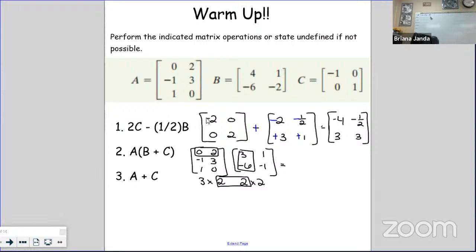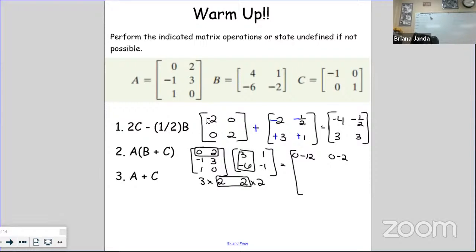So doing that, 0 times 3 is 0. 2 times -6 is -12. And then I do that first row times the second column. 0 times 1 is 0. 2 times -1 is -2. And we move down to our second. Let's see if I can move this. Oh, not really. Second row, and repeat that process.